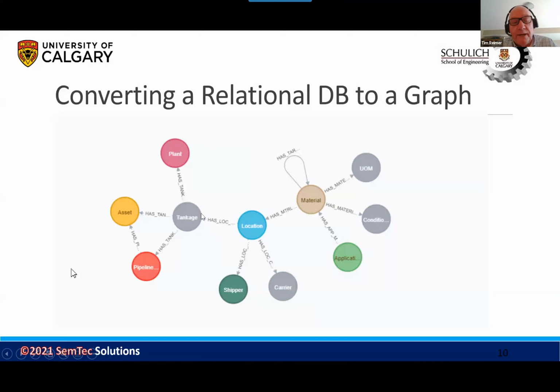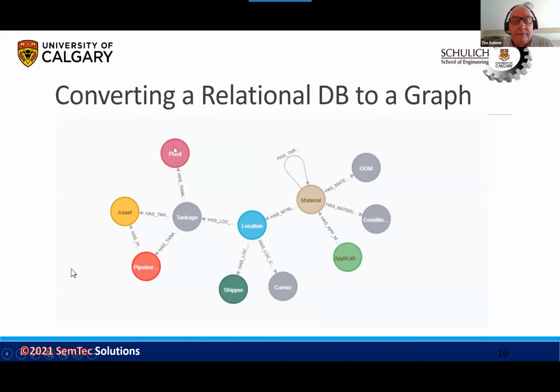So what happens now is I can go and find the material. I can go then to the location code. I can traverse down to shipper or to carrier. I can go over to tankage, then find the asset. I can go from this over to pipeline segment and go to the asset. So I have all these paths, and I can build these paths on the fly. If I want another path from location to plant, it is very easy to connect that.